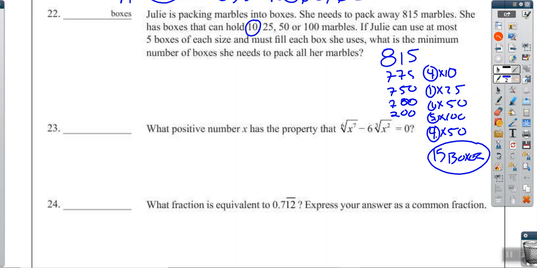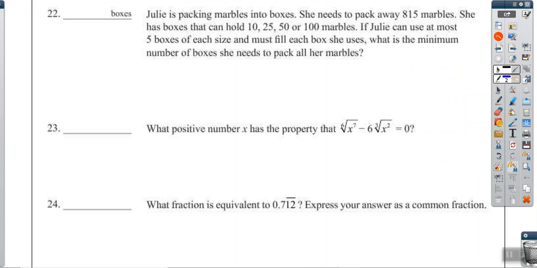All right, now 23 is kind of one of those super cool properties of exponents that everyone knows and loves. Not really, but here we go. So we know that the 6th root is the same thing as having a denominator of 6 in an exponent. So I can write this first term here as, oh, I'm trying to find what x is. So I can write this as x to the 7/6 power minus 6 times x to the 2/3 power.